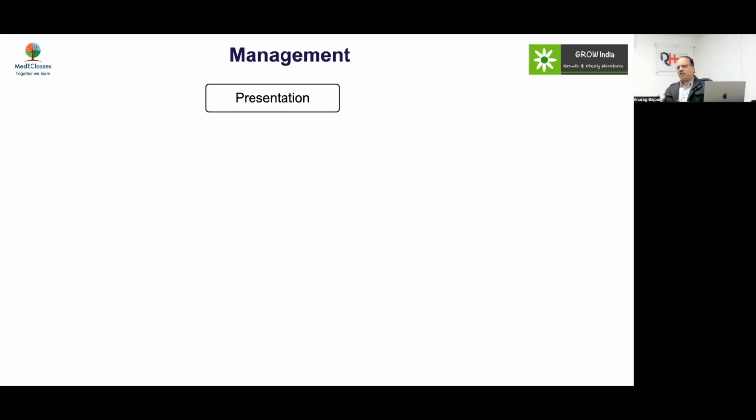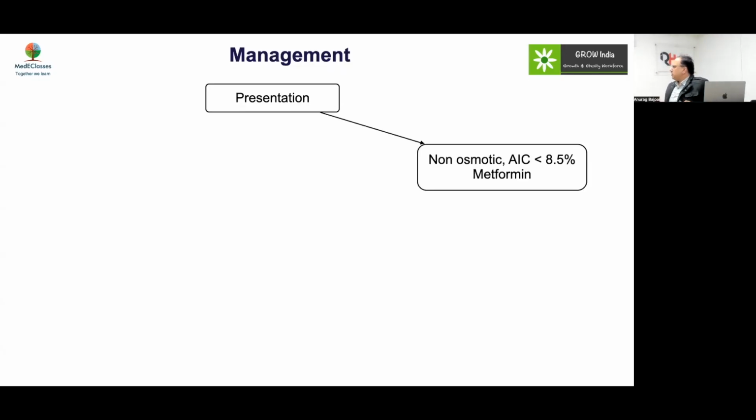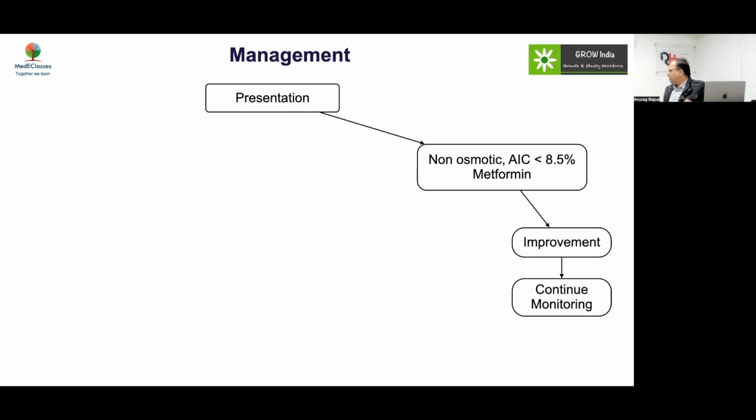So how do you decide about management? If a child presents to you with non-osmotic features, HbA1c less than 8.5%, start metformin. I think that's pretty simple. If there is improvement, you continue, and we have shown these will typically be patients who you pick up by screening. If somebody comes to you symptomatic, this will not be the case. Their HbA1c of 8.5 is impossible.